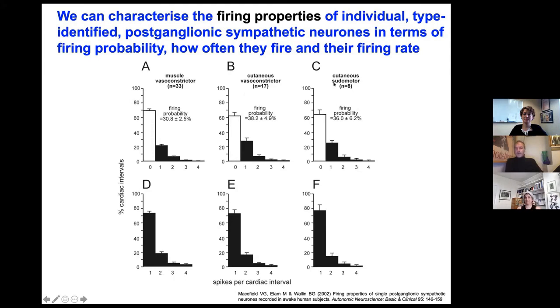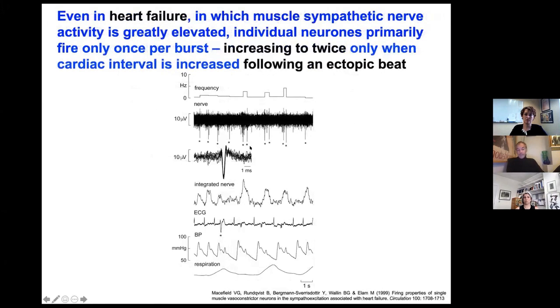And in pseudomotor neurons, we heated the participants. Again, similar patterns. And in the bottom trace, if we simply look at those cardiac intervals in which the neurons were firing, we can see, regardless of their identity as muscle vasoconstrictor, cutaneous vasoconstrictor, or pseudomotor neurons, they're mostly just firing once per burst. They occasionally fire twice, 3 times, 4 times.